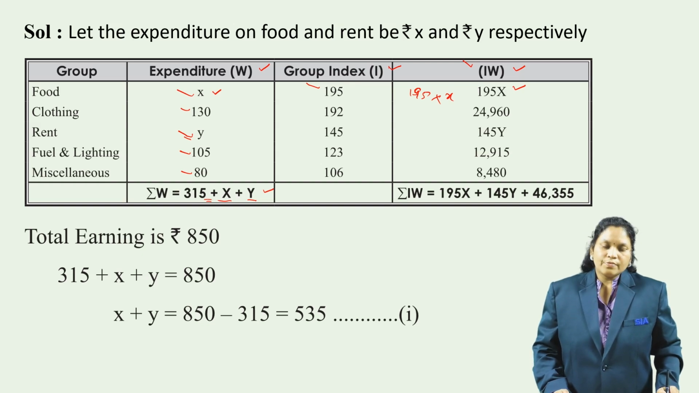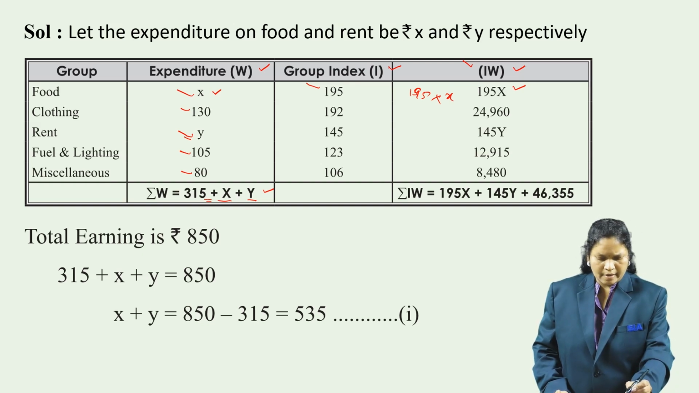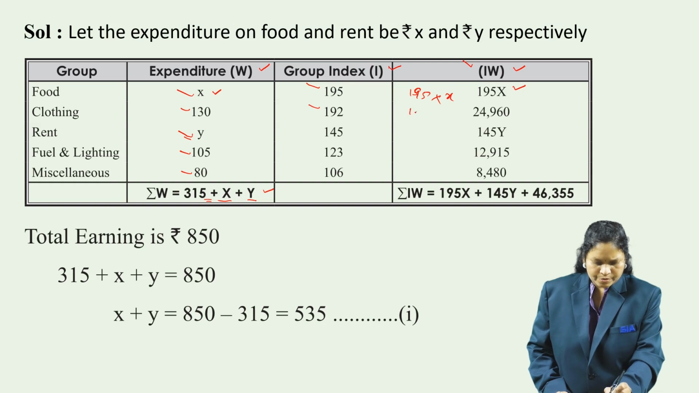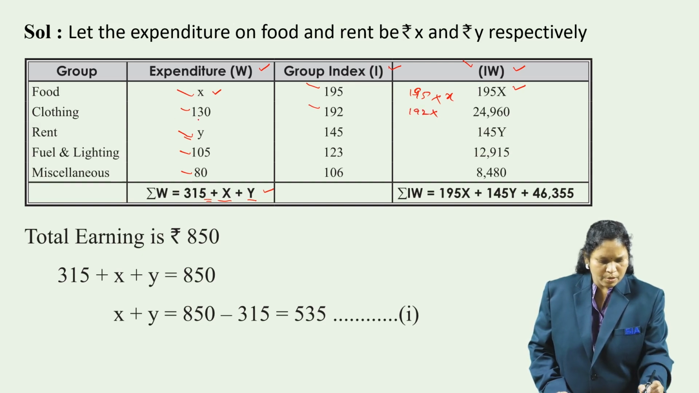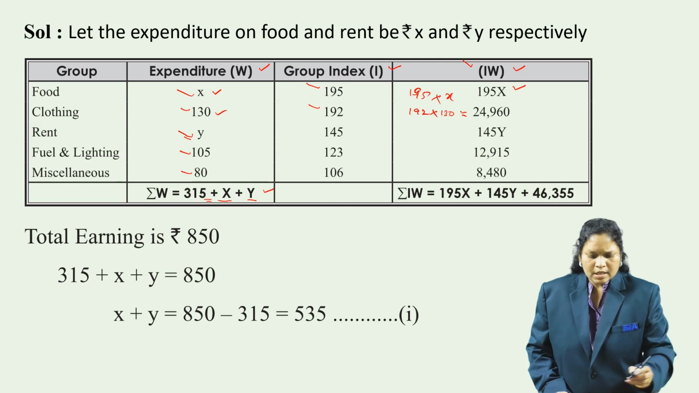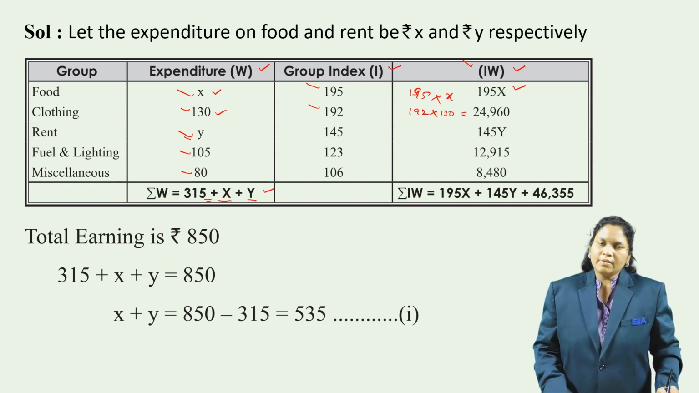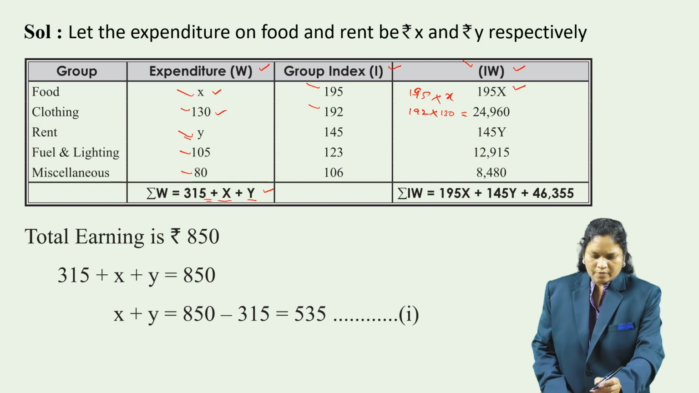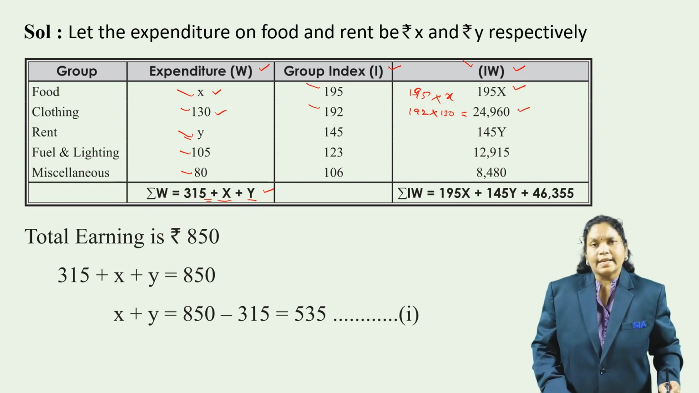Okay, now let us go for the next value. I value is 192, into W value 130. 192 into 130. Now both are numbers, so happily we'll multiply and get the answer. So I've got 24,960.